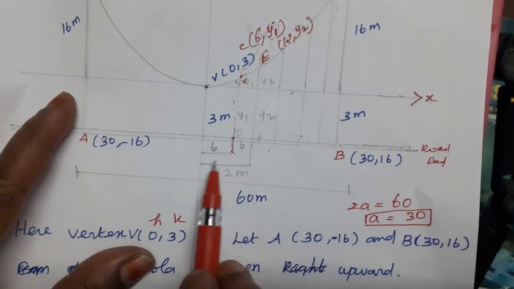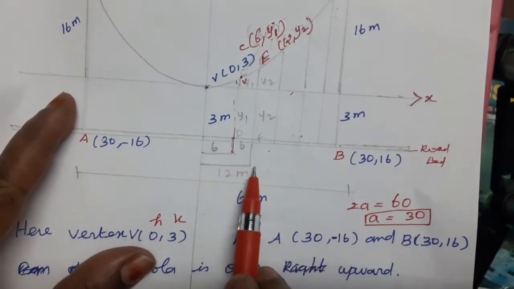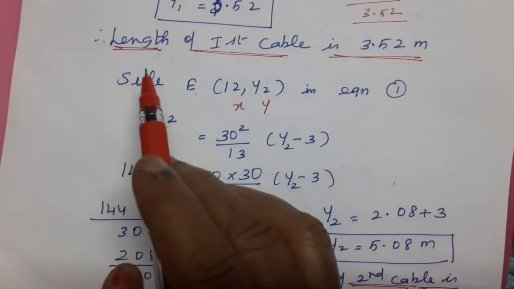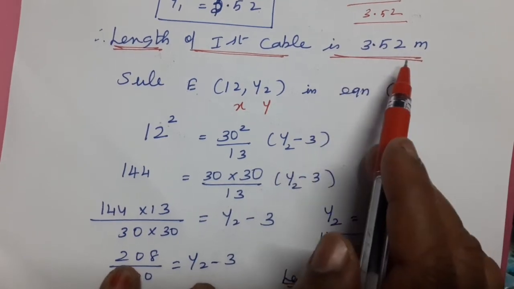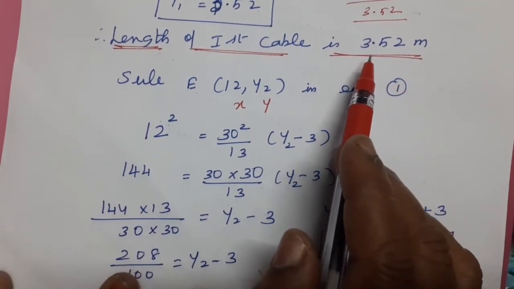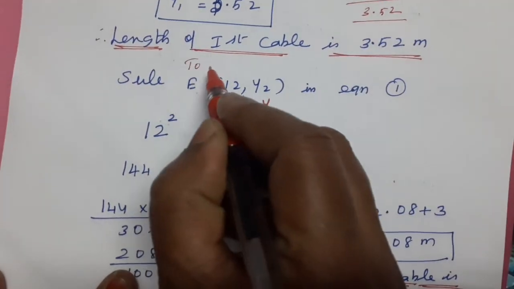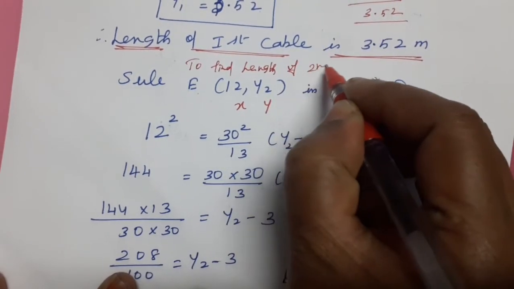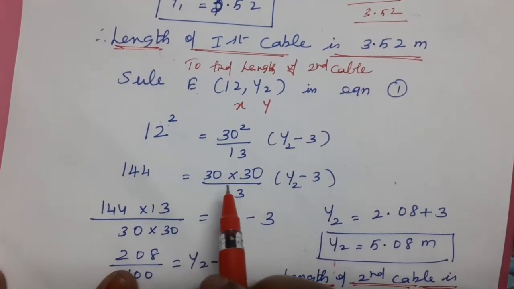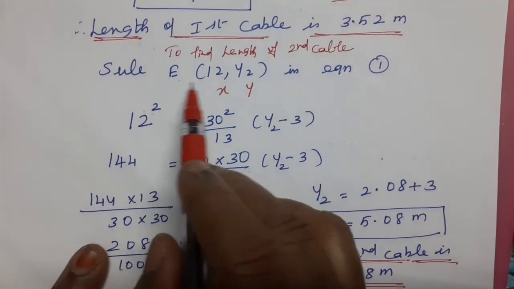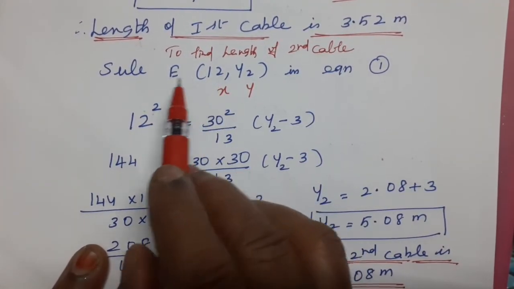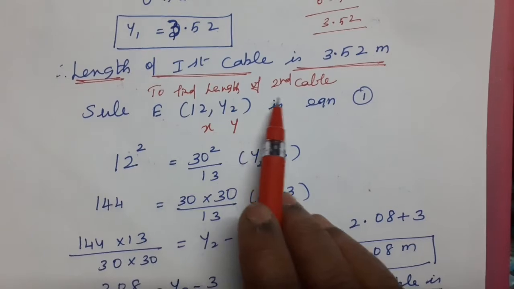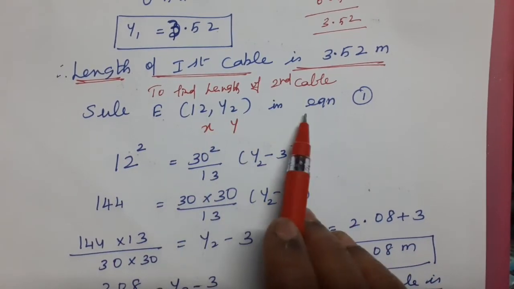y2 is the height of the second cable, which we are going to find. After finding the length of the first cable, 3.52 meter, we are going to find the length of the second cable. The x value is 12, because 6 plus 6: from the vertex to the first cable is 6 meter, again 6. To find the length of the second cable, substitute E of 12 comma y2 in equation 1.